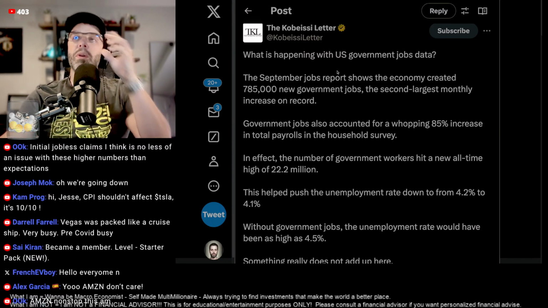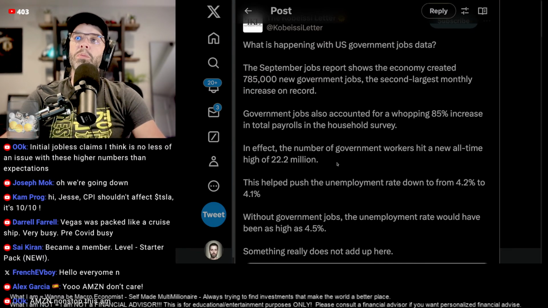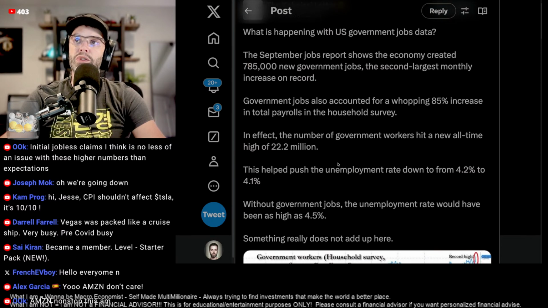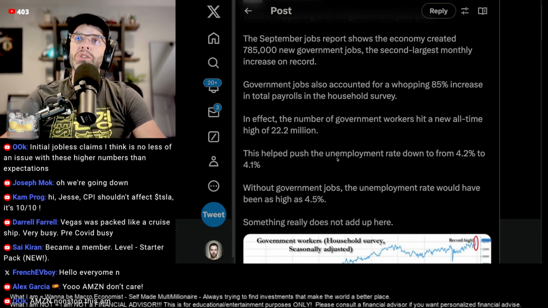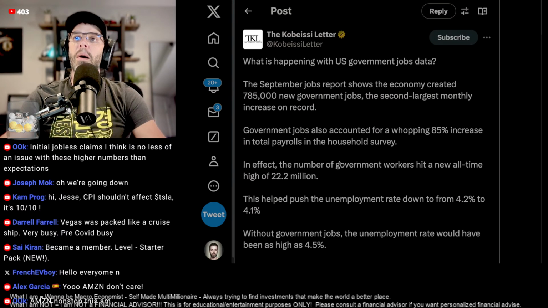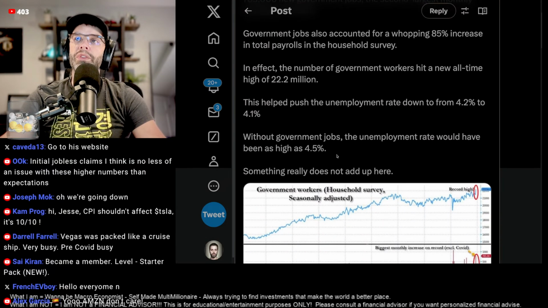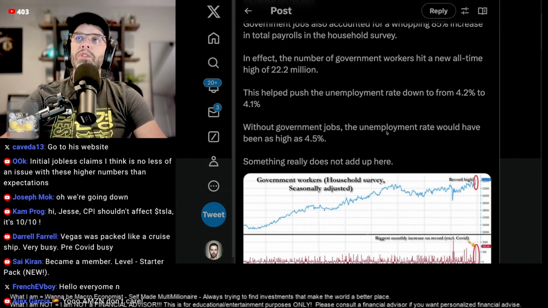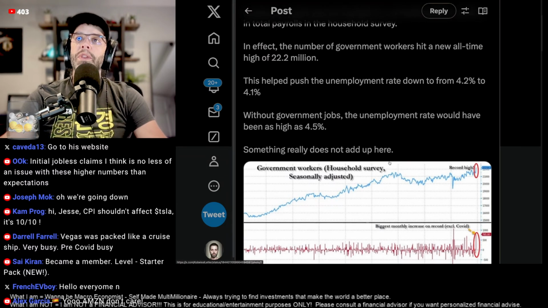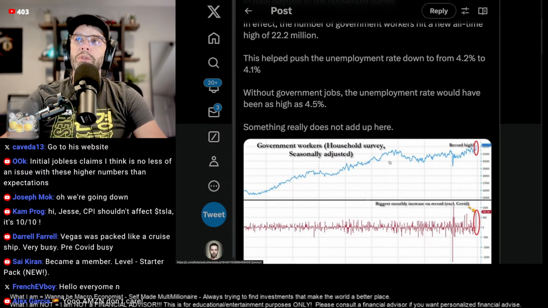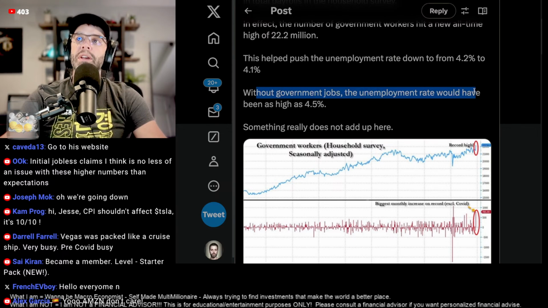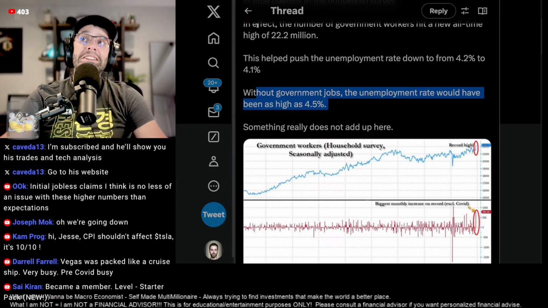He said, what is happening with the U.S. government jobs data? The September jobs report shows the economy created 785,000 new government jobs, the second largest monthly increase on record. Government jobs also accounted for a whopping 85% of increased total payrolls in the household survey. In effect, the number of government workers hit a new all-time high of 22.2 million. That is a ridiculous number. This helped push the unemployment rate down to 4.2 from 4.1. Without government jobs, the unemployment rate would have been 4.5%.